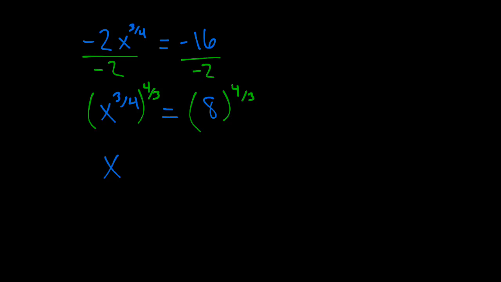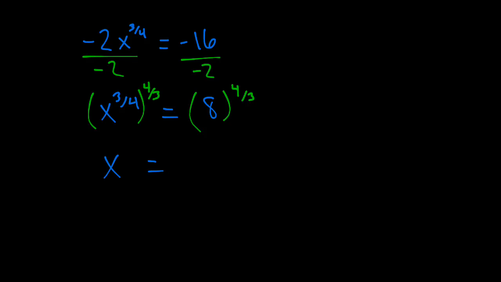Another way you can think about it is, again, x to the 3/4 means that we're raising to the third power, taking a fourth root, right? Well, if we're raising to the third power, the inverse of that would be taking a cube root. Or if we have x to the 3/4, that means we're taking a fourth root. So to undo that, we would raise to the fourth power. So we can do both of those steps at the same time. Kill two birds with one stone. Okay.